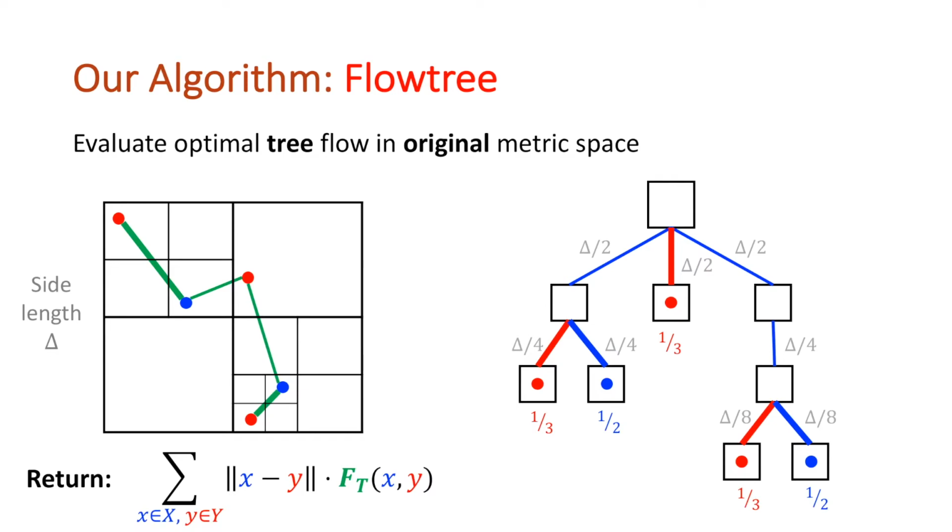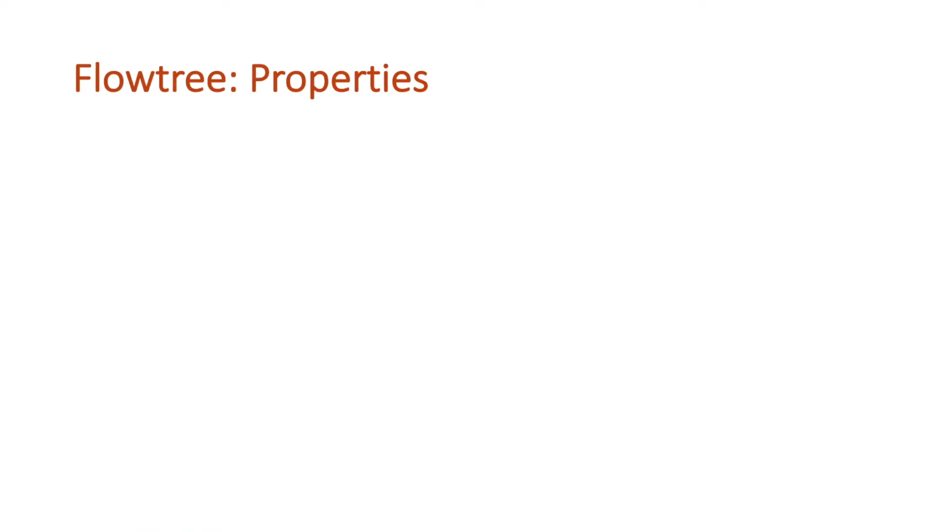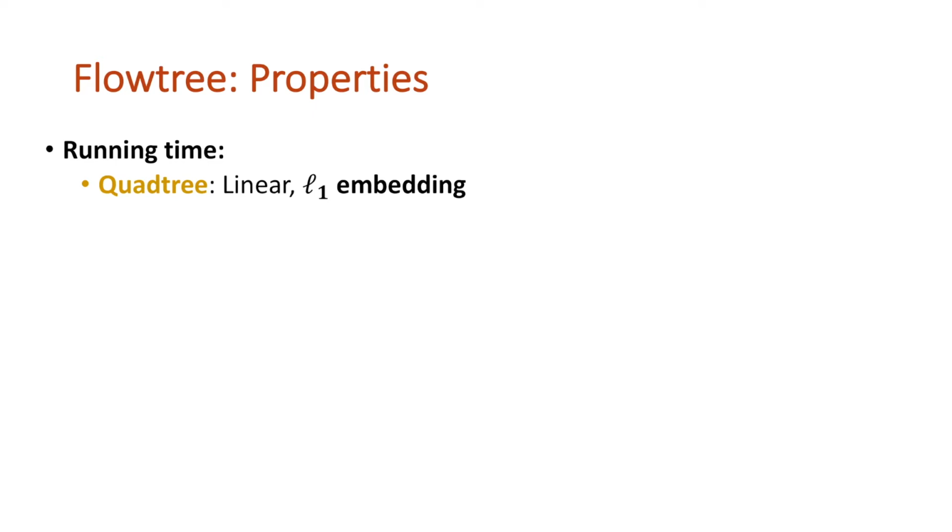So this might look like a small modification of quadtree, but it actually leads to an algorithm with very different properties. So let's compare them. In terms of running time, quadtree is linear time, and it also has this cool L1 embedding property, which makes it very fast in practice. Flowtree is also a linear time algorithm. Asymptotically they are the same, but it doesn't have this embedding property, so it is not as fast empirically.